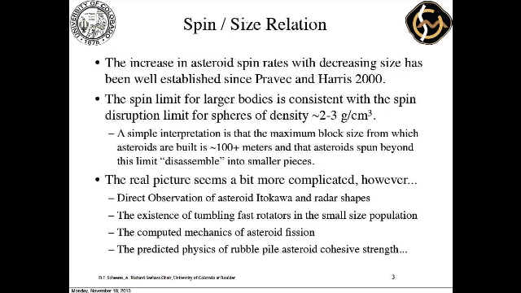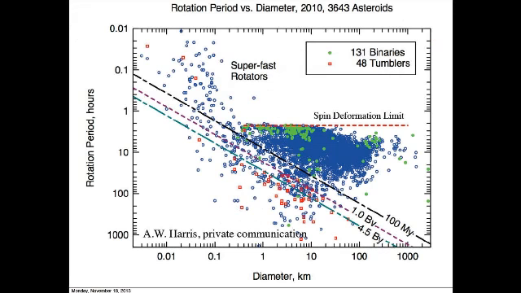If you dig into it, though, the real picture seems a little more complicated. When we look at asteroids, such as Itokawa and the radar shapes, it's clear that they're not just monolithic bodies. They're really assemblages of grains and boulders. There are some other things that I'll walk through, such as the existence of tumbling fast rotators, the computed mechanics of how asteroids fission, and the predicted physics of rubble pile asteroids.